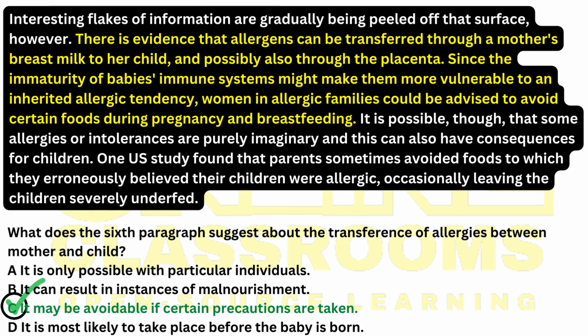According to the question, what does the sixth paragraph suggest about the transference of allergies between mother and child? Now, if you read the highlighted section, it says that allergens can be transferred through a mother's breast milk to her child, and possibly also through the placenta. Then the paragraph also mentions that, since the immaturity of babies' immune systems might make them more vulnerable to an inherited allergic tendency, women in allergic families could be advised to avoid certain foods during pregnancy and breastfeeding.